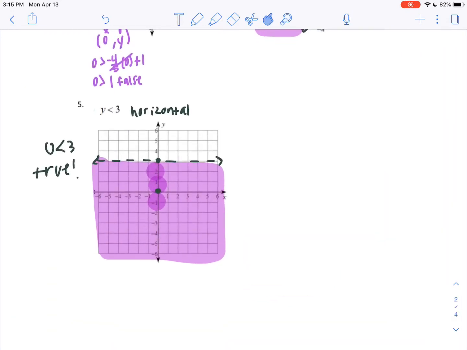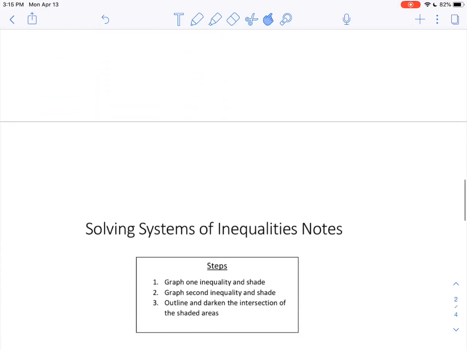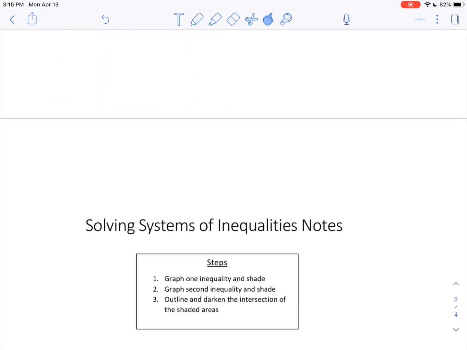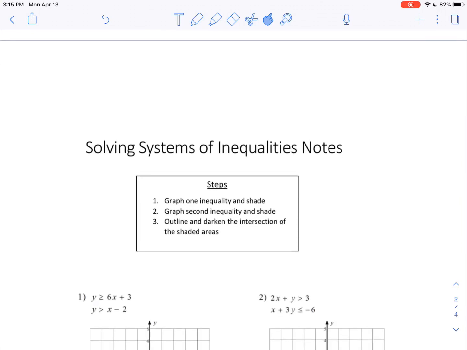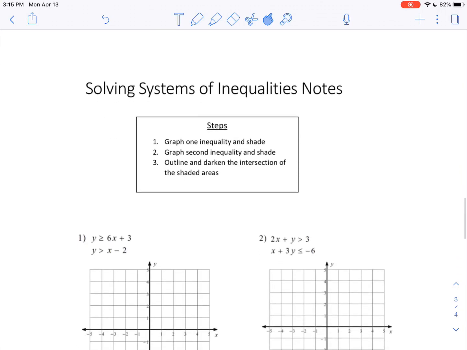Okay, I know in your notes you have U-Tries, but I want to move on to actually solving systems of inequalities, so don't worry about the U-Tries, and go ahead and grab your system of inequality notes, and we're going to move into that.